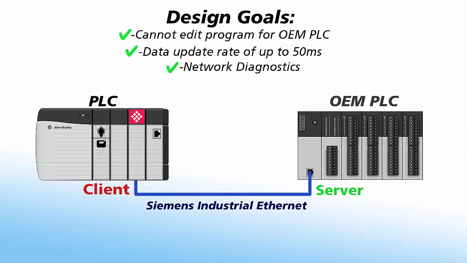Instead of using our gateway, our in-chassis communication module could also be used to solve this application. Our in-chassis modules use I/O messaging across the backplane to the PLC. The module's communication port would be set up as a client to talk to the OEM PLC, and this would meet all the design goals for the application and give you a more integrated solution.